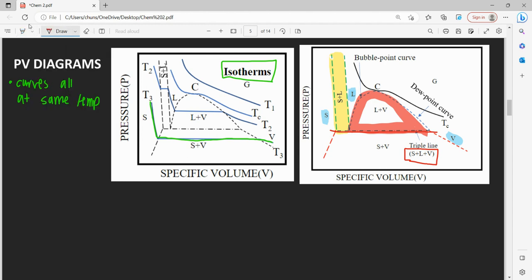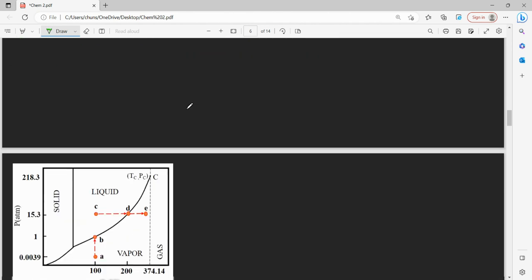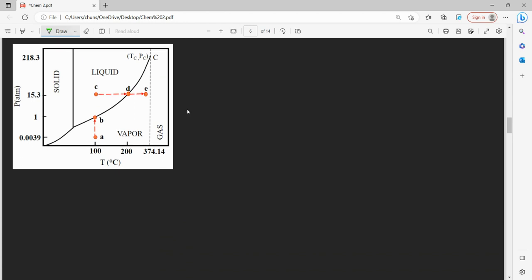You can also identify our triple point. Sorry, not our triple point, this is our critical point. And anything that is to the right of this line is called a dew point curve, and anything to the left of this line is called our bubble point curve. Right, so this just outlines the regions that we see in these kinds of graphs. I'm going to explain a bit more about how we can get our graphs looking like this from our PT diagrams. So let's define a couple things first.